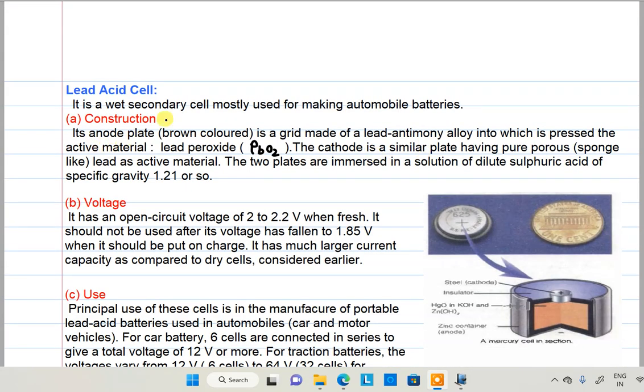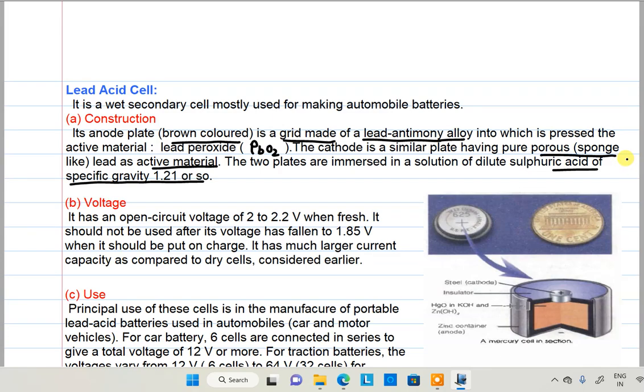Here the anode plate is a brown colored grid made of lead antimony alloy, into which the active material, lead peroxide PbO2, is pressed. The cathode is a similar plate having pure spongy lead as the active material. The two plates are immersed in a solution of dilute sulfuric acid of specific gravity of 1.21 or so. Okay, this is about the cathode and anode materials.